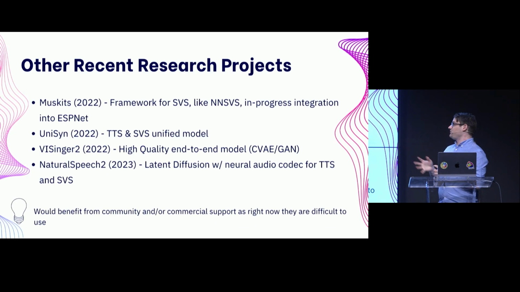I would also like to mention a few other research projects that have come out recently. These are all based on deep neural networks. There's MuseKits, Unison, VISinger 2, Natural Speech 2. These are all great projects. However, they're not really usable by the public. There's no real guides or notebooks or ways to train them with their own custom data set. They're all basically in this research paper, research stage, and they'd really benefit from community or commercial support to make them more usable by the public.